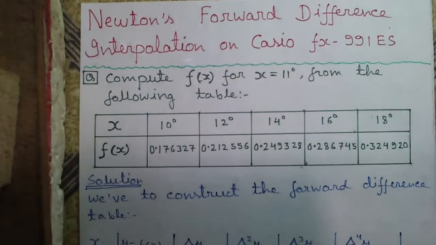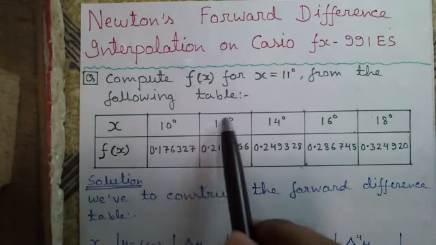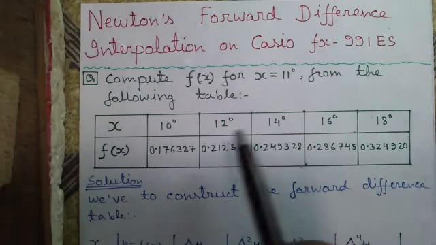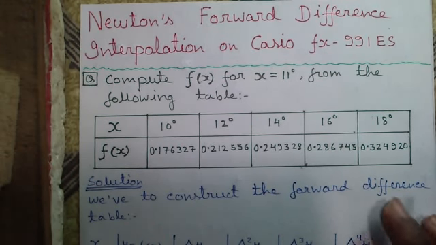When not to use Newton forward formula? When there is not even gapping. For example, after 10 it might be 10.5, after 12 it might be 12.6, then 14.8, 16.2, like this. In that case, we will use another formula, Newton divided difference formula.